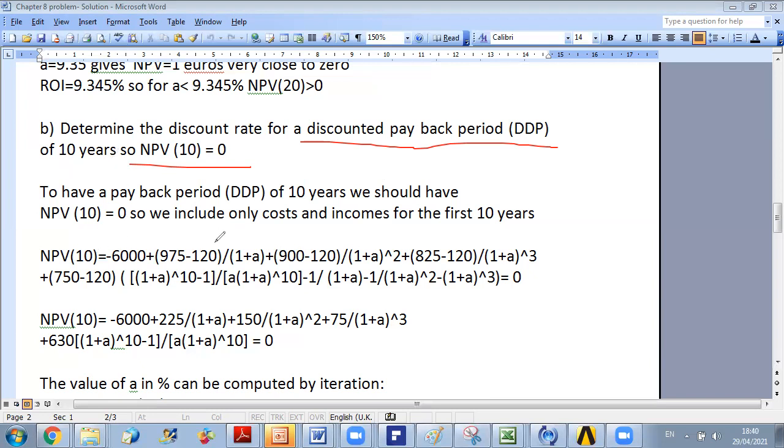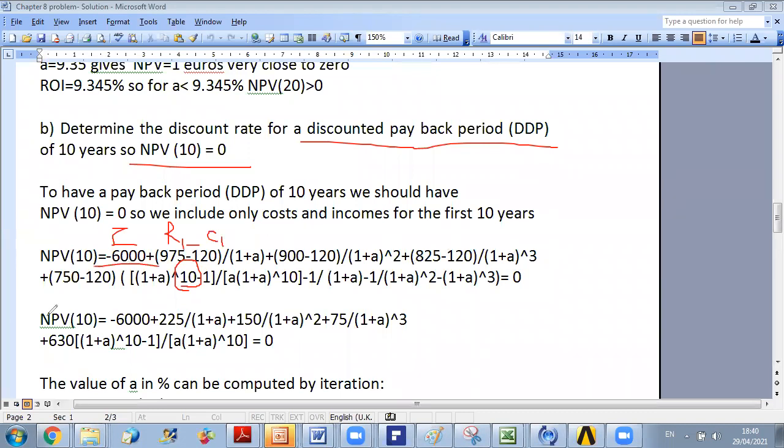Here, you should not include what? You have the same equation, but instead of year end, you put to the power 10. And instead of power 20, you put to power 10. And you don't include the salvage value. So these are the two modifications you should do in your equation. It's exactly the same equation. This is the investment. This is R1 minus C1 over 1 plus A, etc.